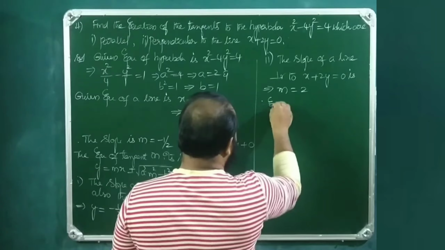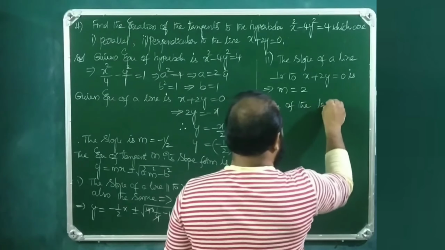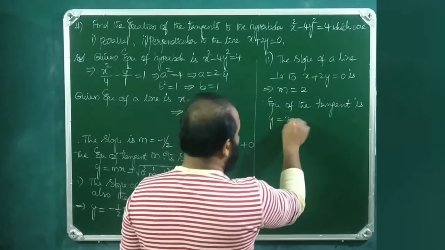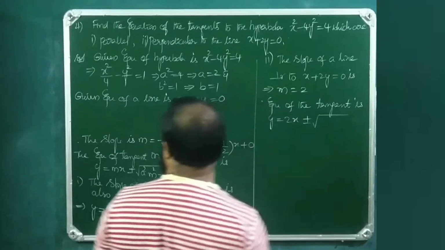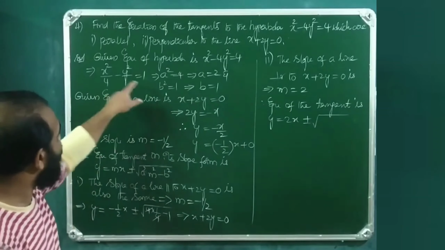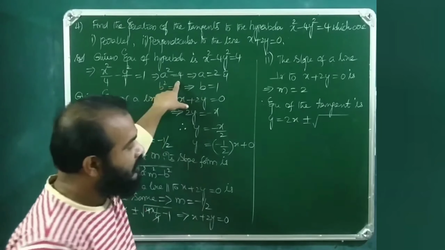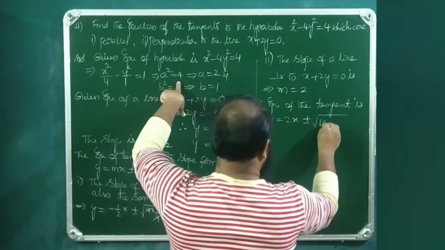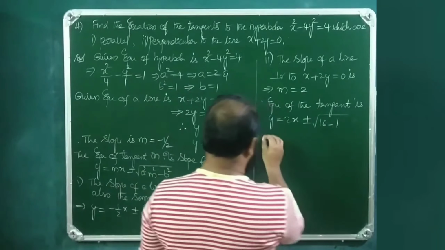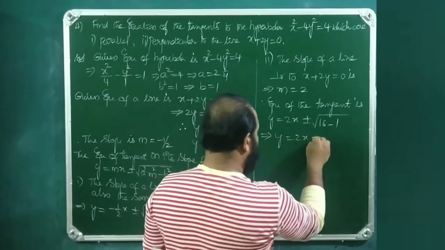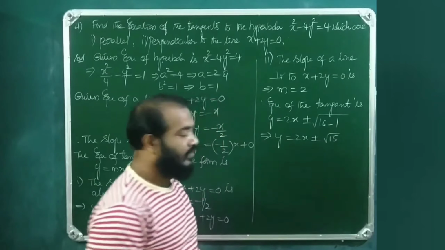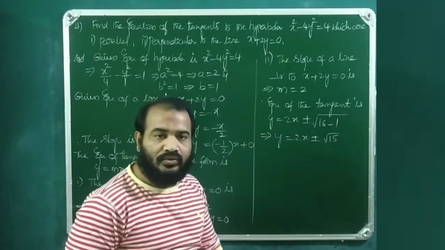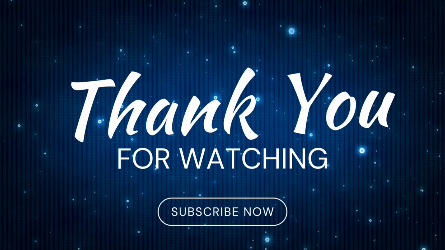Therefore, the equation of the tangent is y is equal to mx, so 2x, plus or minus square root of a square m square. So a square here is 4, m square is 2 square, which is 4. 4 fours are 16, minus b square is 1. So this is y is equal to 2x plus or minus root 15. So this is the equation of the tangent perpendicular to x plus 2y equals 0.